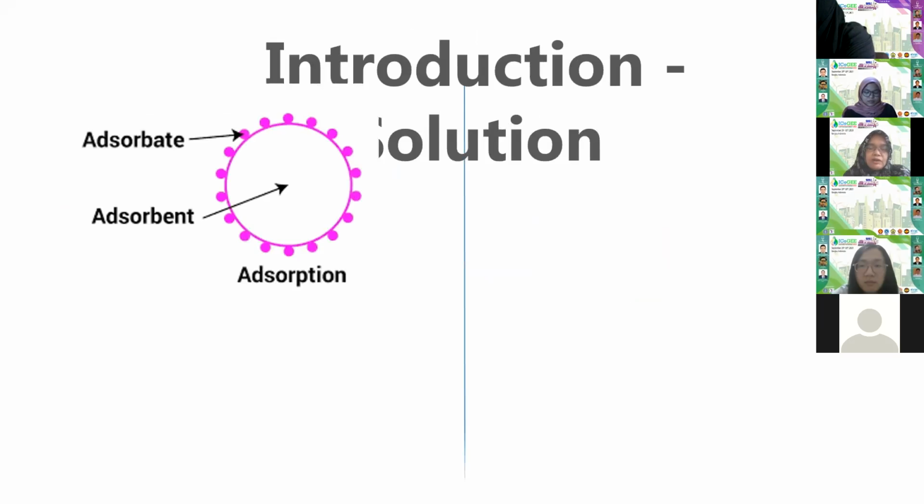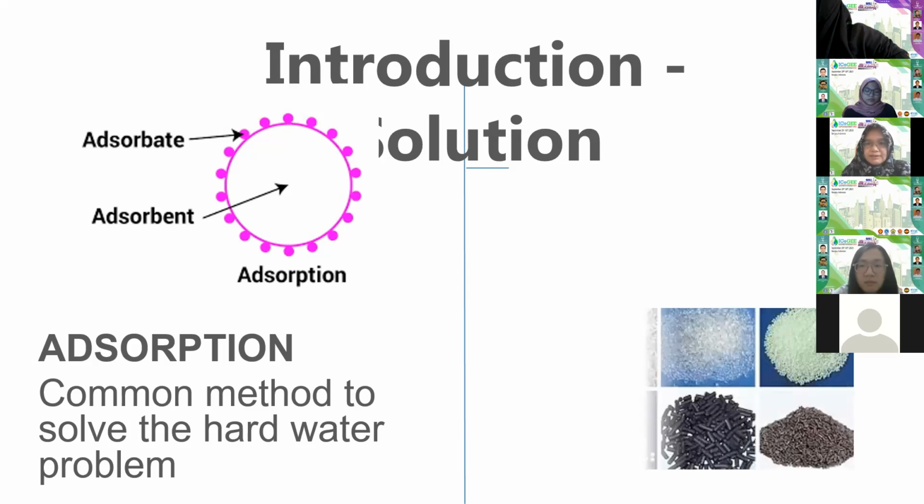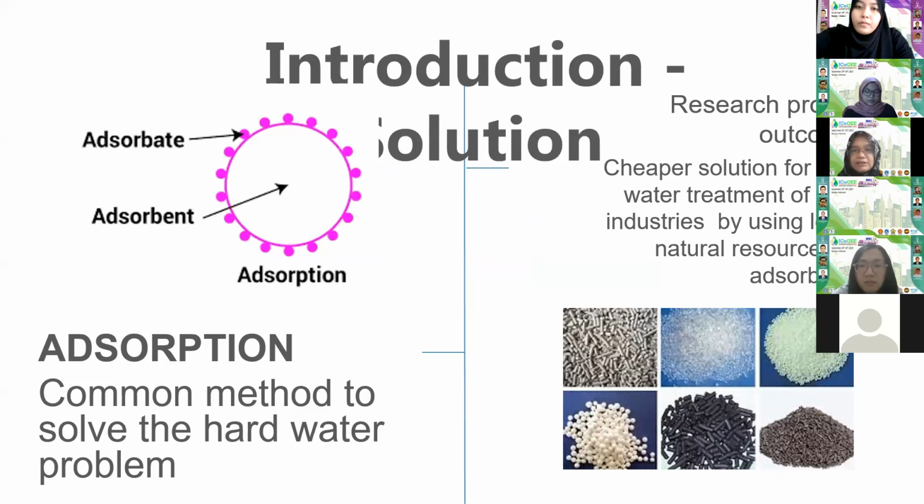So we try to get a solution using an adsorbent, for which we use kaolin. And then the concept of the adsorption is there is an adsorbent, which is kaolin, and then the adsorbate is calcium ions. So the goal of this research is to find a cheaper solution to handle hard water treatment for local industries by using local natural resources as adsorbent.